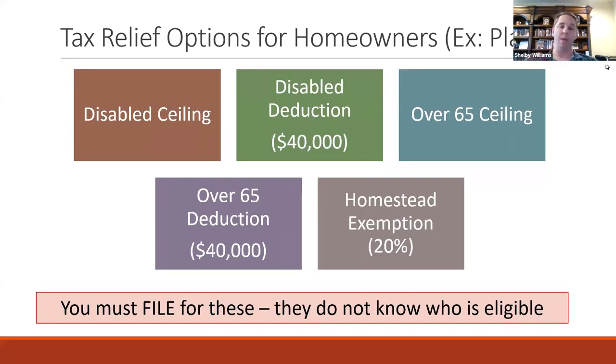Renters don't pay the property tax bill directly. It's paid by the property owner and it's baked into their rent because the money has to come from somewhere. So all of these deductions and exemptions, you have to file for these. They don't know who's eligible for what, so you have to tell them. And that's all available on the tax assessor collector's website for the county and for the city on the City of Plano's website.